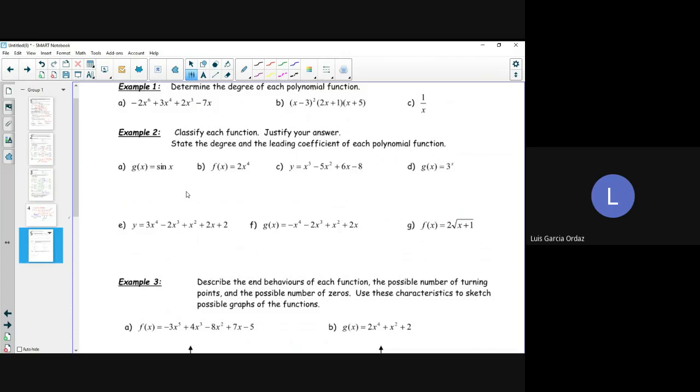Okay, so this one's pretty easy. For example 1, we're going to determine the degree of each polynomial. So what is the degree for example A? 14. The degree. You don't add them. Remember, it's just the highest. You only add them when it's in factored form, sorry. In expanded form or in standard form, it's just the highest degree.